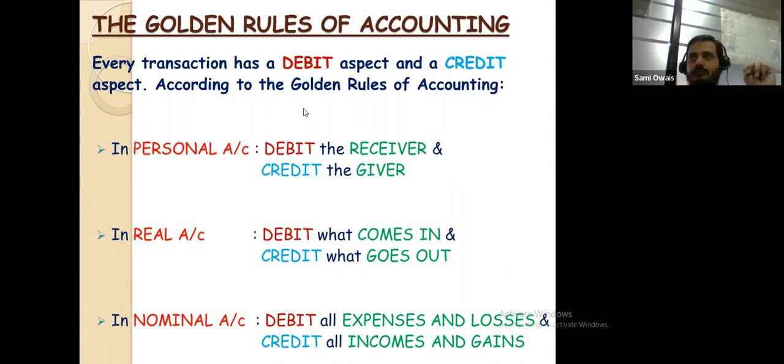So there are three things to remember, guys. Wherever you go, whichever company you work for, whatever position you reach, if you remember these rules, that would be good for you to proceed in your career. At any given point of time, you should be aware of these golden rules. All accounts are categorized into three types: either personal, real, or nominal.